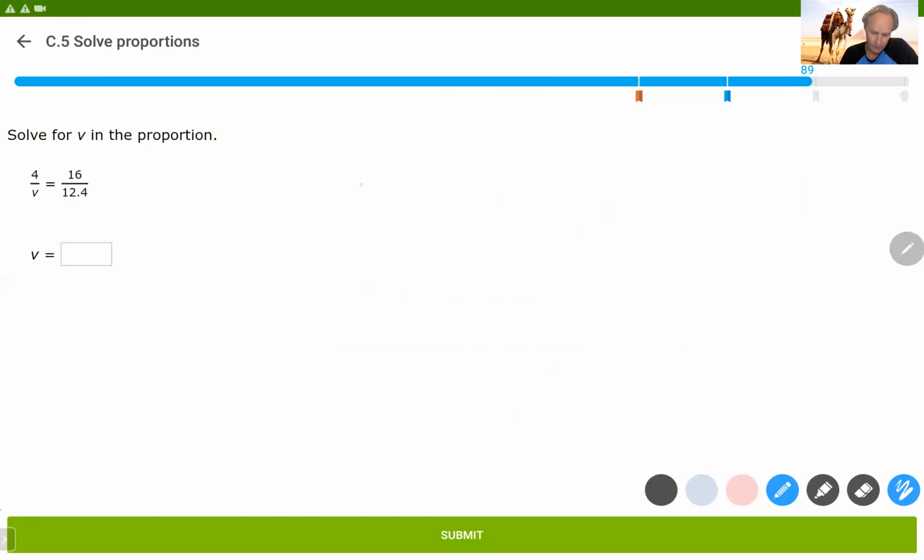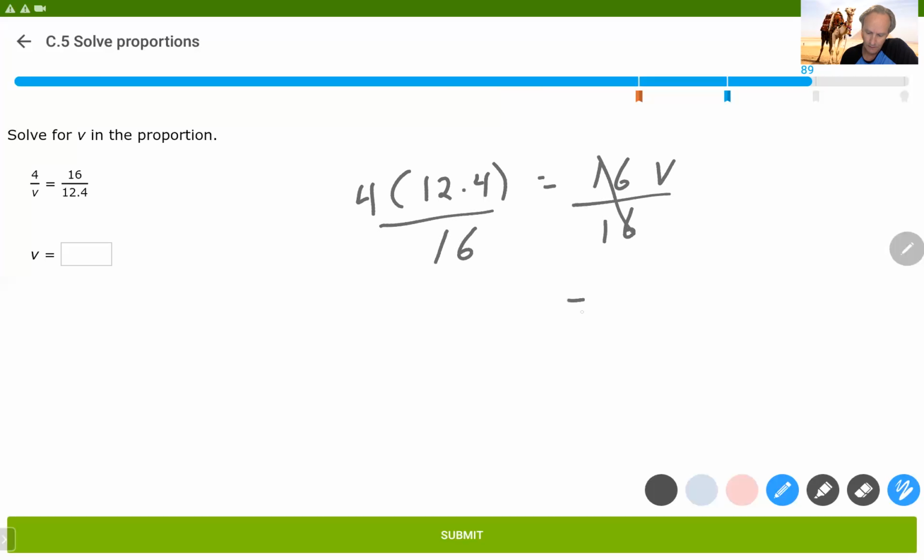Now I've got 4 times 12.4 equals 16V. I'm going to divide by 16 on both sides. And the 16, 4 goes into 16 4 times. And 4 goes into 12.4 3.1 times. And we're done.